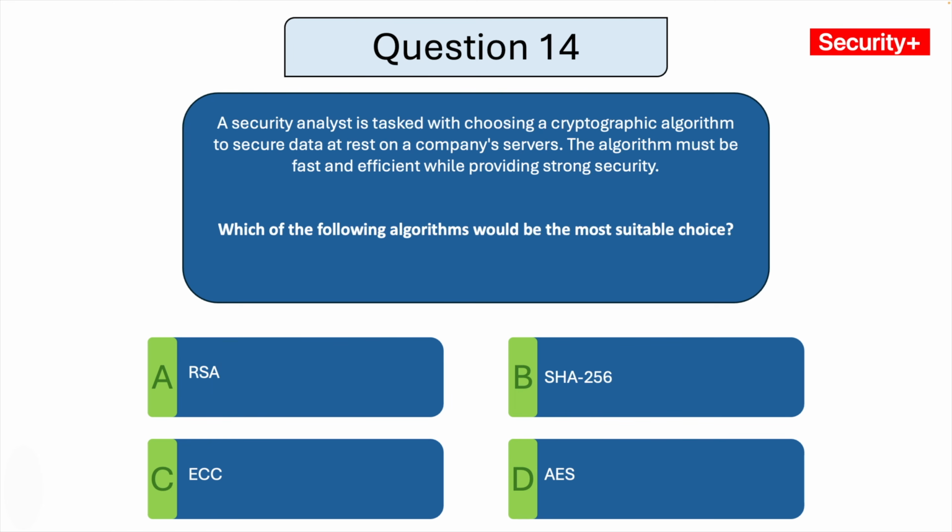SHA-256 is a hashing algorithm. It doesn't provide encryption. So ruling that one out. ECC is very secure, but it's also asymmetrical, so it's not going to be fast and efficient. So ruling that one out. And then lastly, we have AES, and that one is a symmetric encryption algorithm, which is known to be very fast, efficient, and very strong security as well. So going with D.